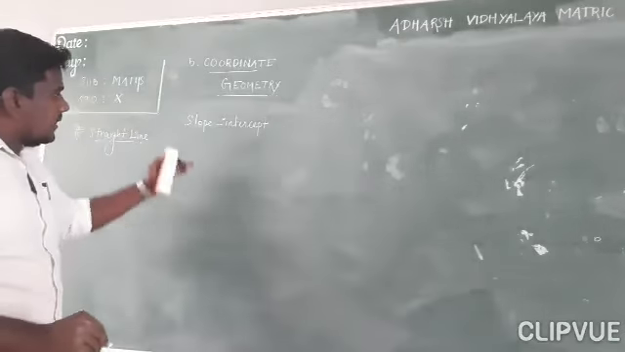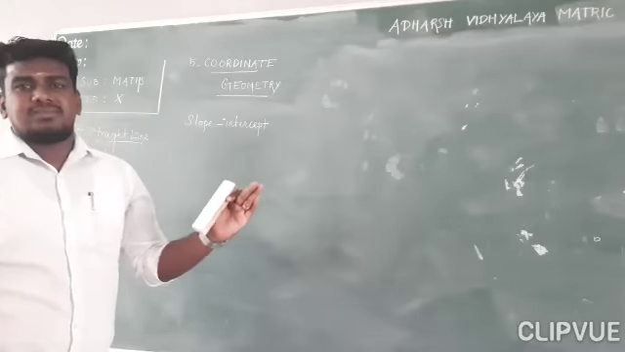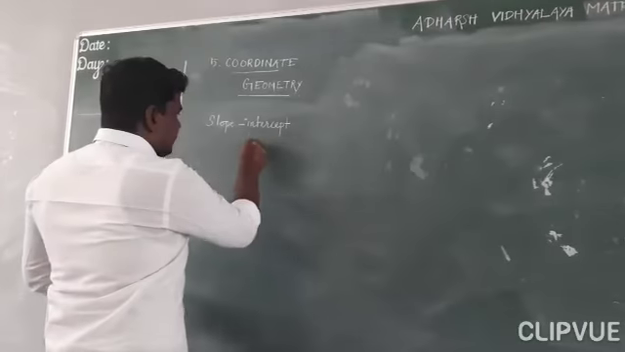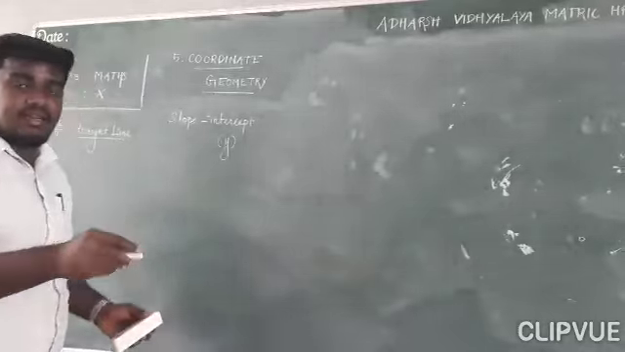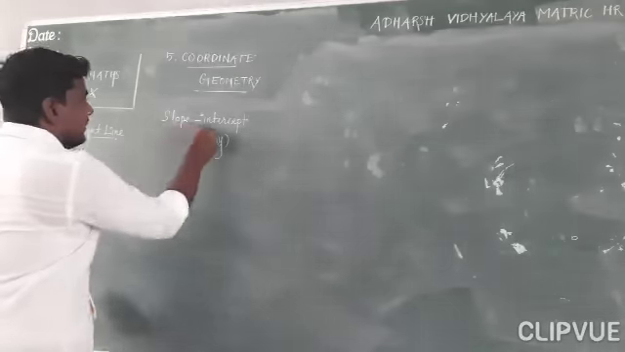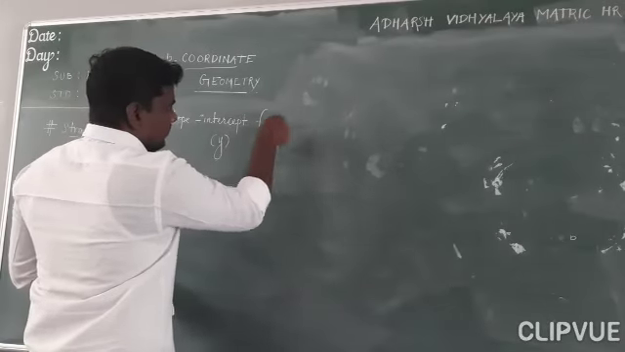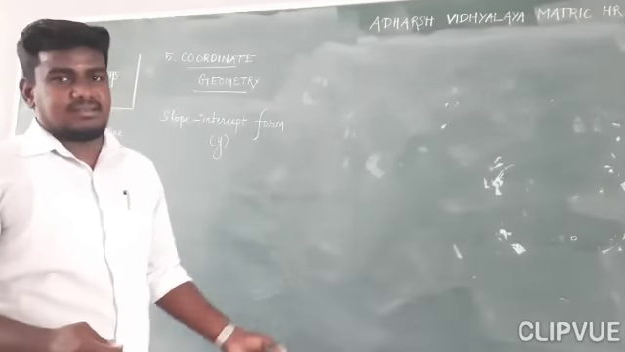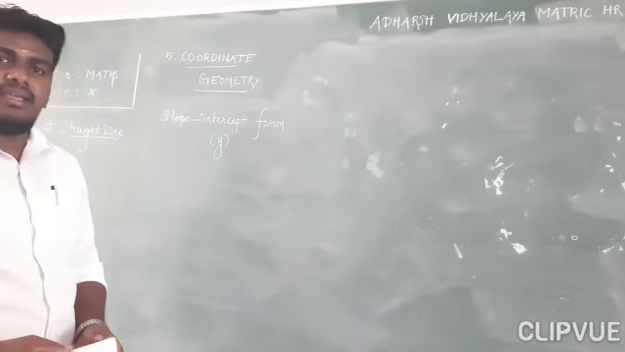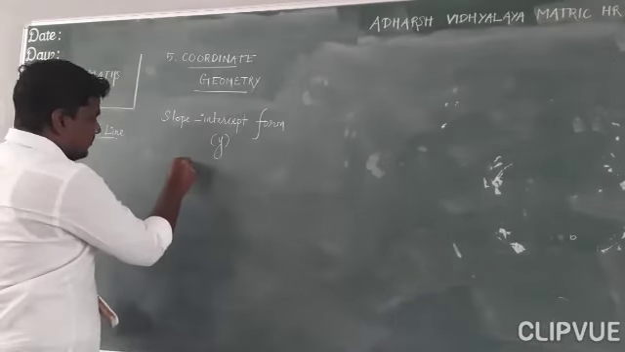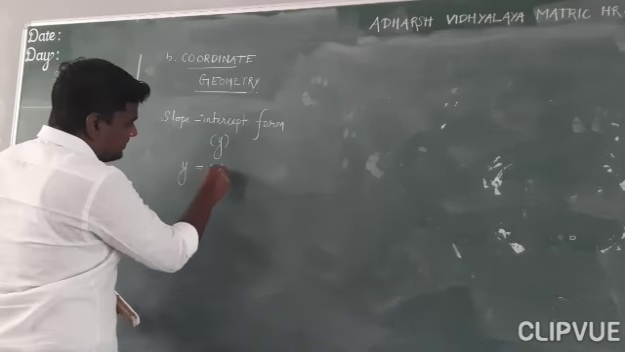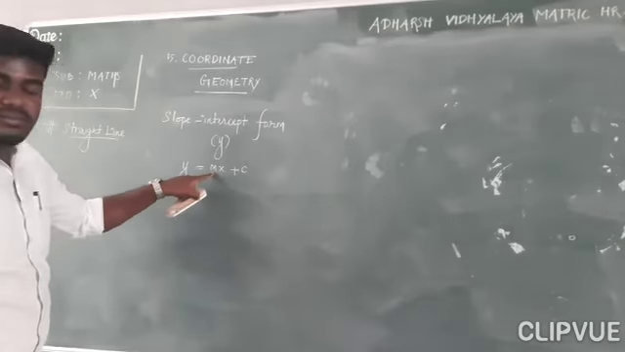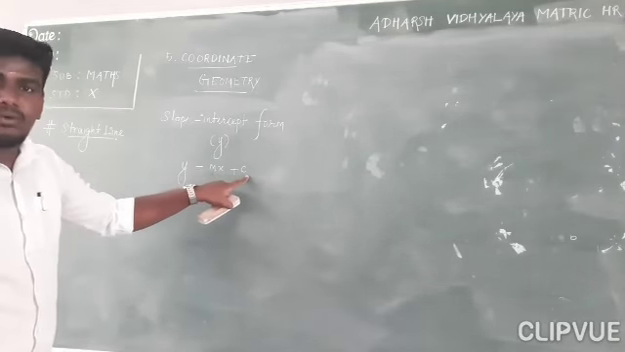What does it mean? If the slope and y-intercept are given, how do we find the equation of the straight line? This intercept means the y value where the straight line intersects the y-axis. So, slope intercept form. In examination, they will give the slope and where the straight line intersects the y-axis. This will be given, and we must find the equation of the straight line. The formula is y is equal to mx plus c, where m denotes the slope of the straight line and c denotes the y-intercept.